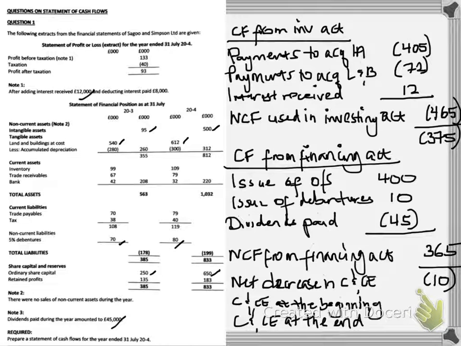Now let's record the cash and cash equivalent at the beginning and at the end of the year. The only cash and cash equivalent that we have in this question is bank. So we have 42 here, and we have 32 here. Does it tally? Negative 10 plus 42 should give us 32. So that means this should be fine. Whatever that we have done should be correct.